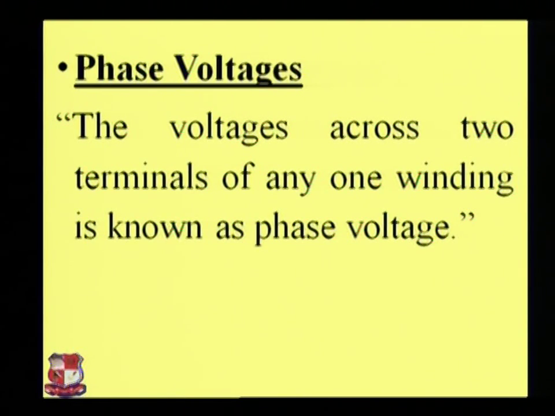Starting with the phase voltage. The voltage across the two terminals of any one winding is known as the phase voltage. All the terms line voltage, phase voltage, line current and phase current differ according to the type of connection, whether it is a star connection or a delta connection.